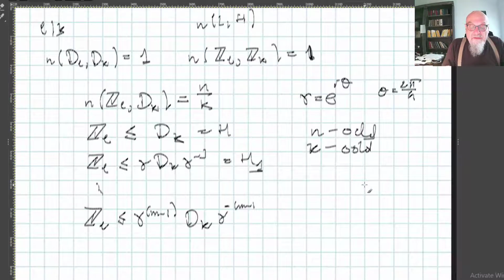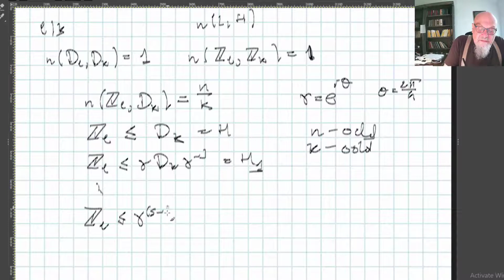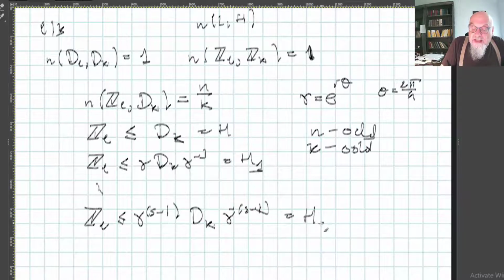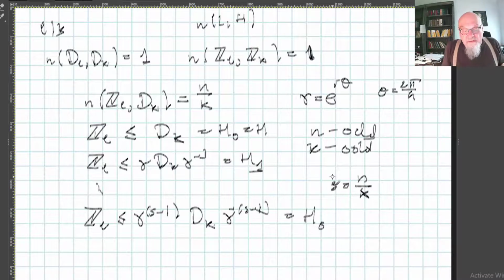So maybe I use a different symbol, because m was used for something. s minus 1, and this will be dk, and this is gamma s minus 1 minus, and this will be your h s, and this is 0. So you see this is like a number 0, which is equal to h, where s is equal to n divided by k. Verified, it can be verified by hand, no problem.